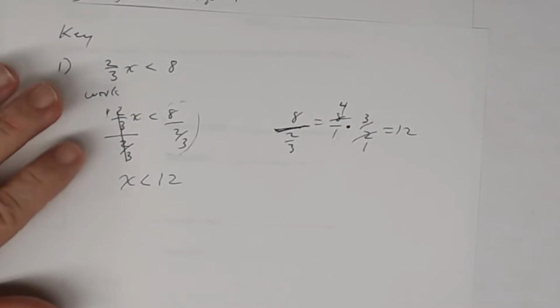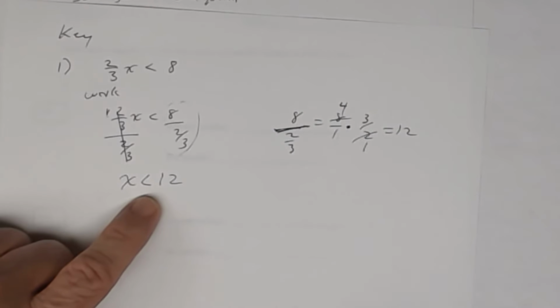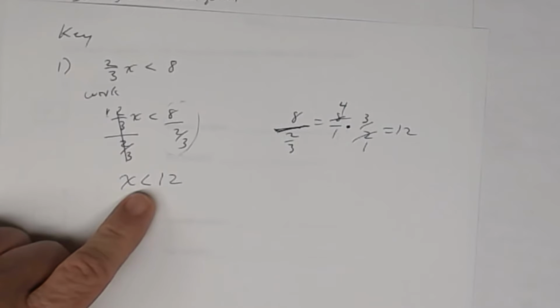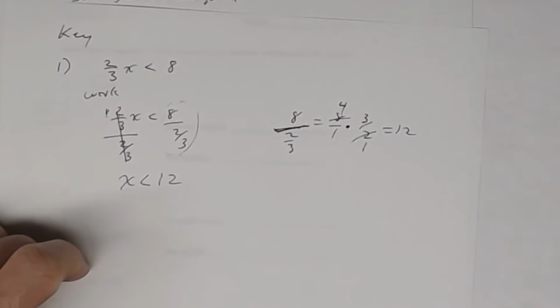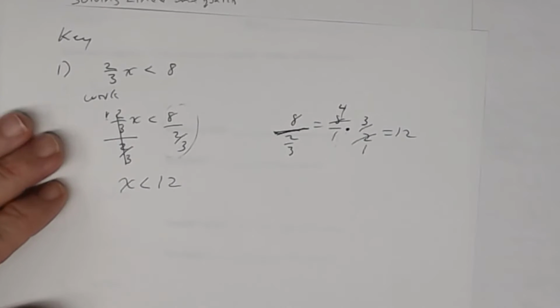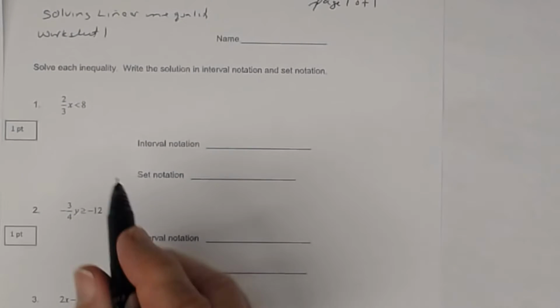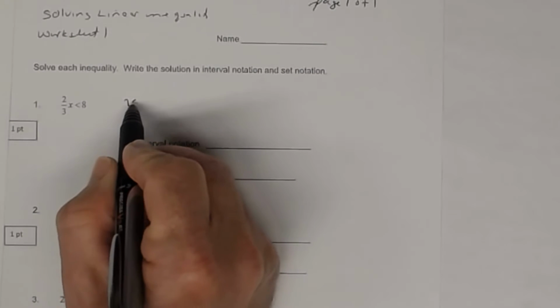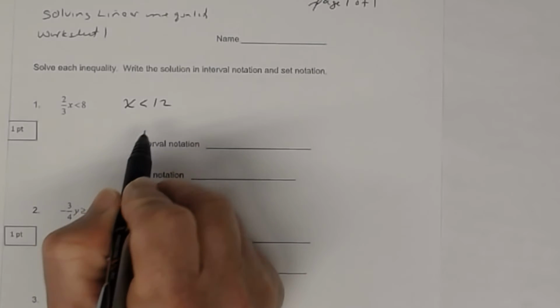All right. So I just wanted to remind you how to check these and to understand what this really means. So any number less than 12, any real number, any rational number less than 12, any irrational number less than 12 will be a solution to this. Okay? Now, what they want you to do is put this in interval notation. So remember, the solution is x is less than 12.